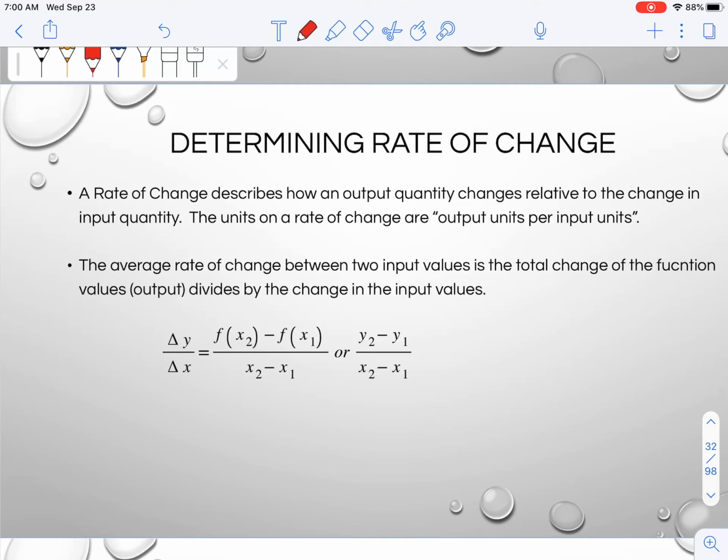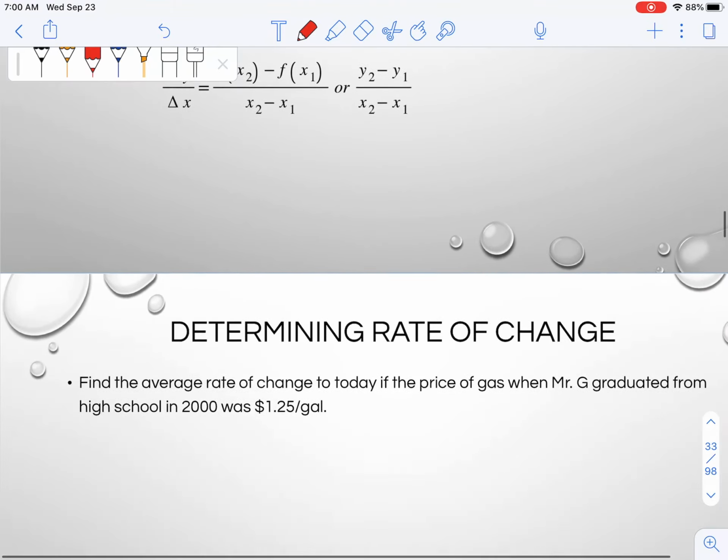Okay, so rate of change is defined by the change in y, or delta y, over the change in x, delta x. When we're talking in terms of functions, we have f of x sub 2 minus f of x sub 1 over x2 minus x1, right? Which is equivalent to y2 minus y1 over x2 minus x1, which is nothing more than our original slope formula.